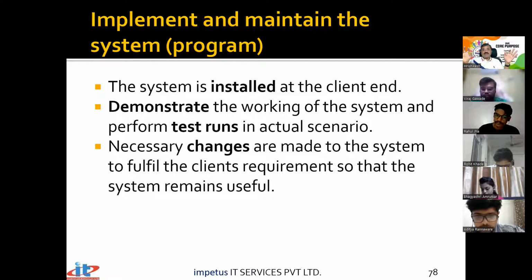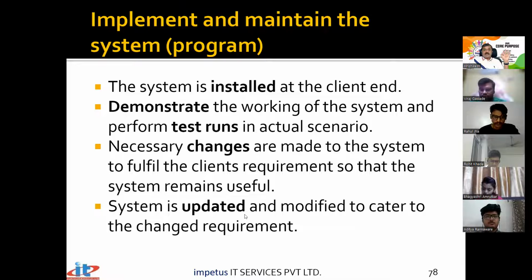Because there is no such requirement which is fixed. Requirements are going to evolve, new requirements will arise. So maintenance is a lifelong activity. It starts the day when you deploy the system and stops only when the system is discarded. जिस दिन system use करना बंद करोगे, only then the maintenance stops. It's a continuous activity which is there. System is updated and modified to cater to the changed requirements.